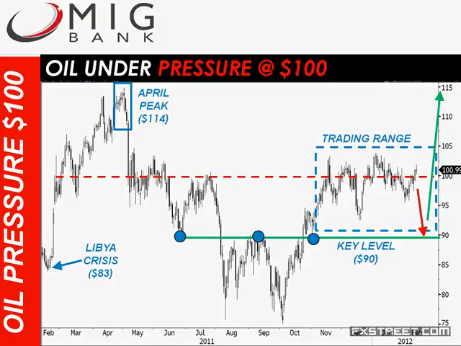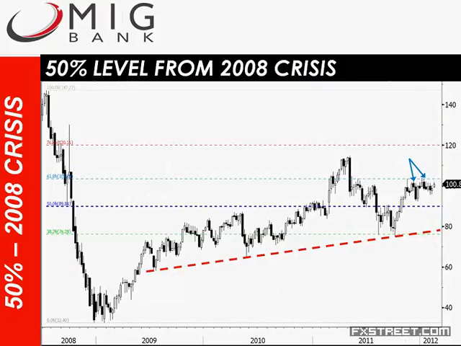Okay, now this is West Texas oil under pressure around that $100 level. It's a slightly different scenario when you look at it on a long-term basis. It's a lot more bullish. Now this is the same chart, but this is a weekly chart going back to 2008. And the very important thing here is the major capitulation, the major drawdown that we saw in 2008 during the financial crisis, where oil capitulated by about 70 or so percent.